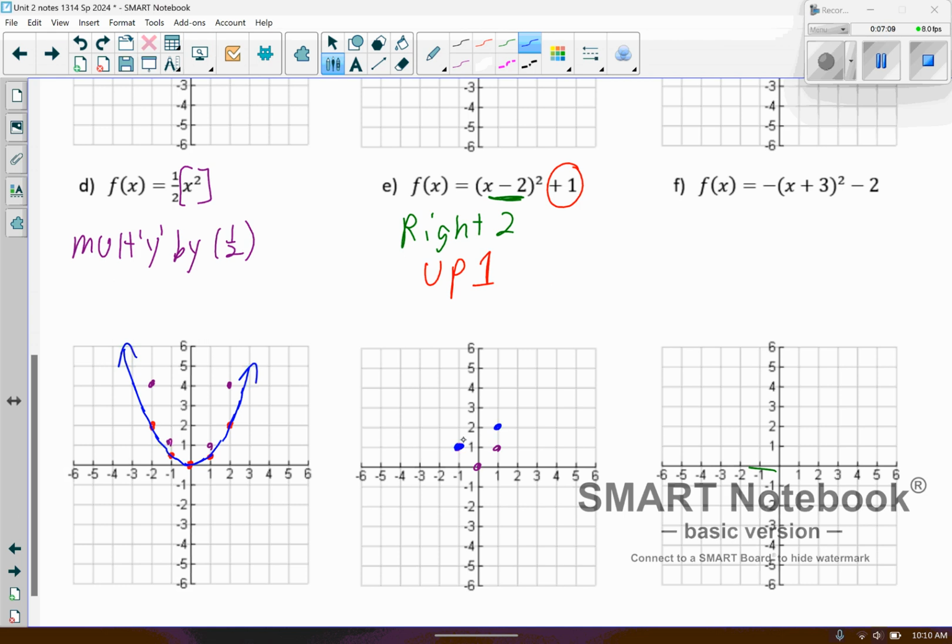Maybe I'll color code these a little better. Let's see, and then this one will go right 2 and up 1. So that's going to be that point. And then my purple point, I'm going to go right 2 and up 1. So you can see the blue, red, purple. We shifted it over to here.